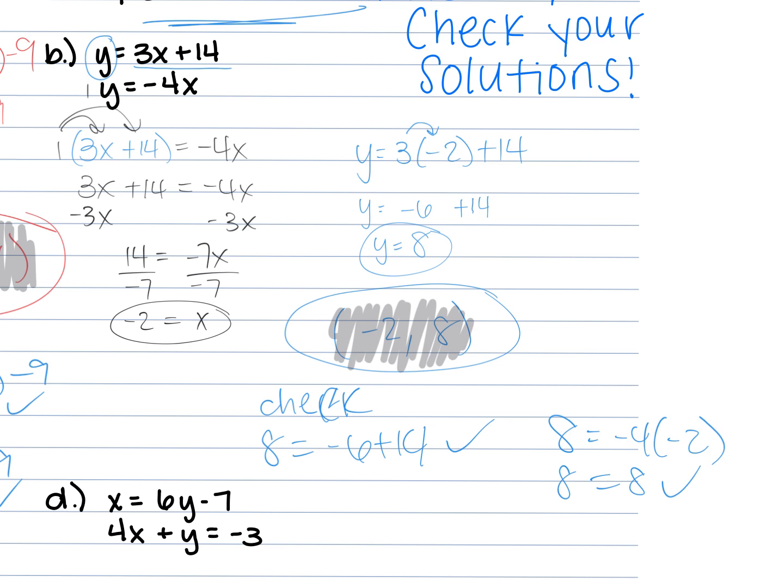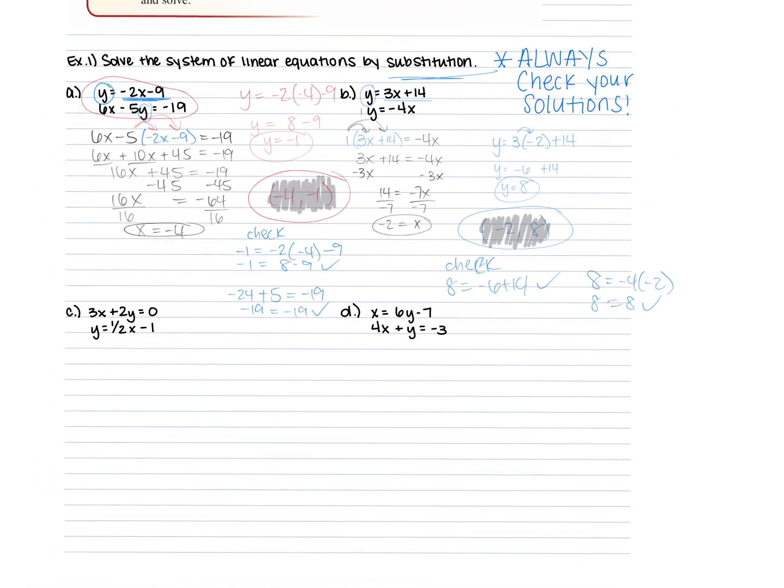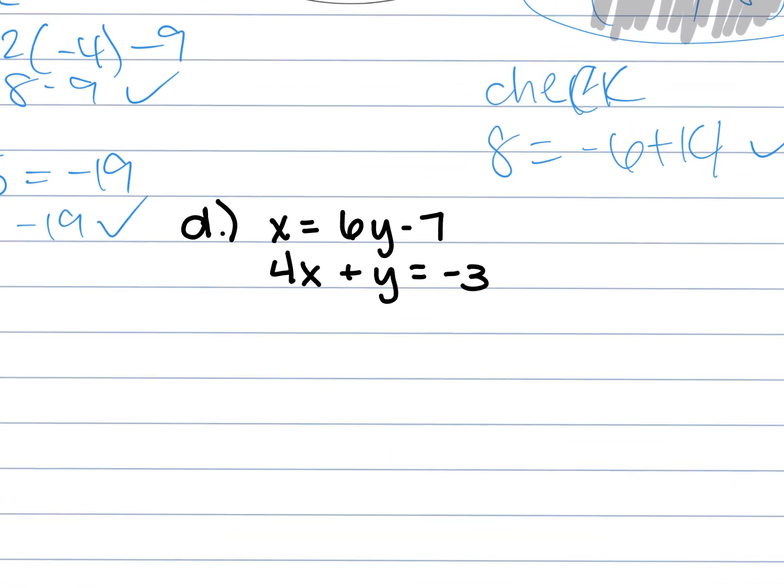Gabriel, how we feeling? Good. You sure? Yeah. Gabriel too, how we feeling? Yeah? Okay. Any questions so far? Okay, we're going to do D together, and then you guys are going to do C on your own, okay? So look at D.